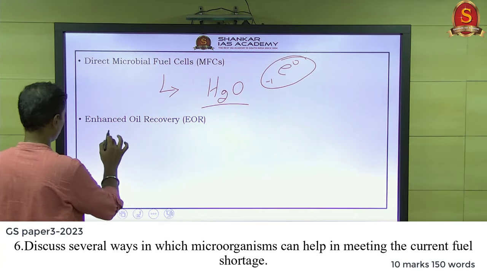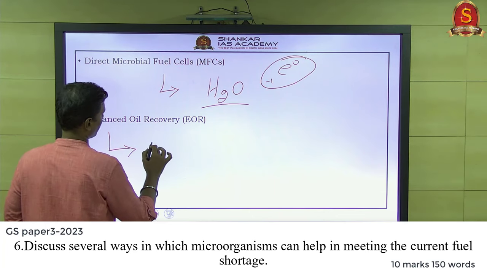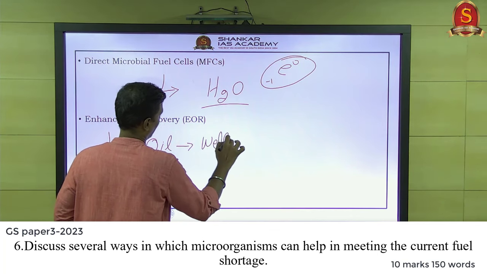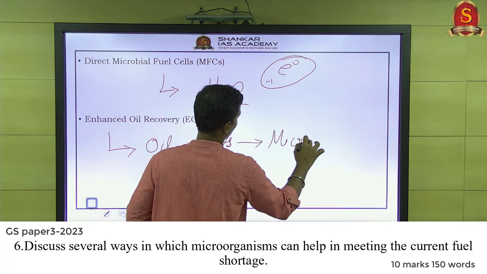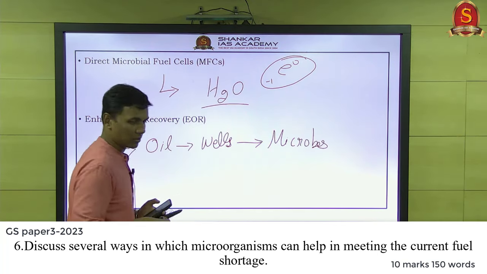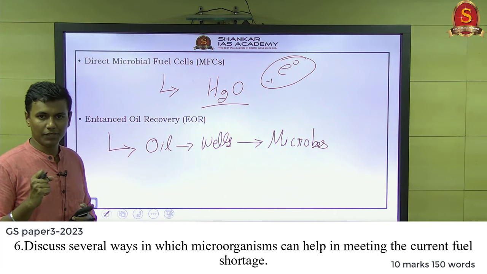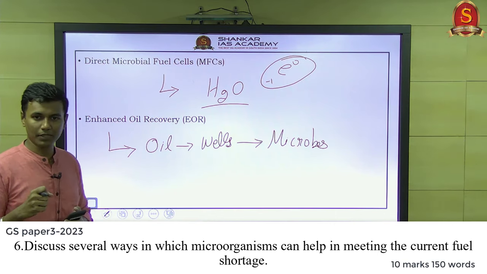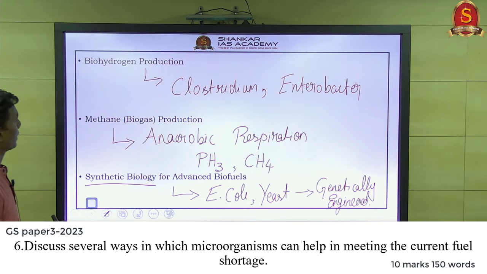And then enhanced oil recovery. These are new techniques where extraction of oil from the wells can be increased by using certain microbes. This is not an alternative technology, but in the existing technology, when you're trying to extract oil from the wells, you can use the enhanced oil recovery technique, wherein certain bacteria or certain other microbes can help for increased extraction of the oil sources. I will show all the facts once again.